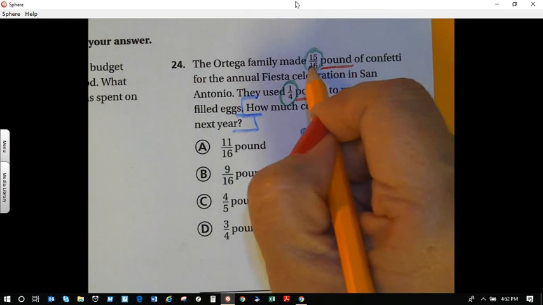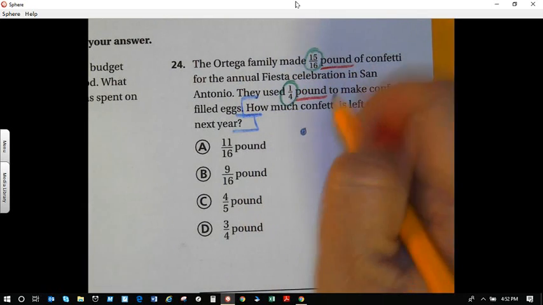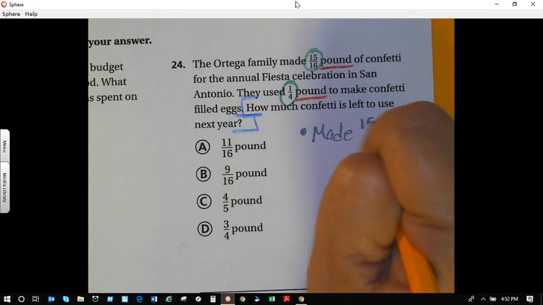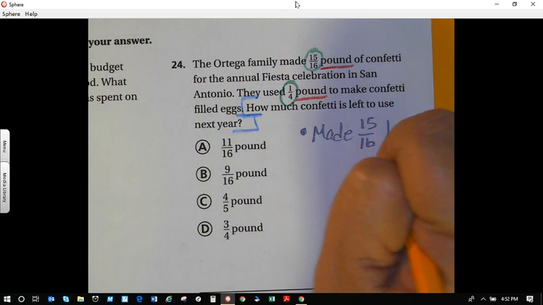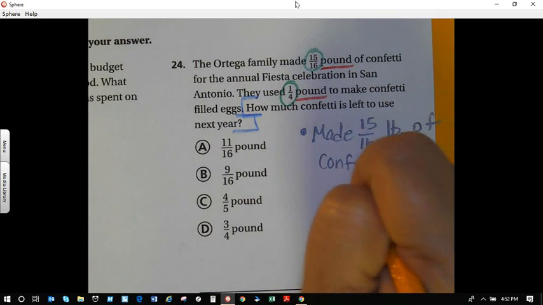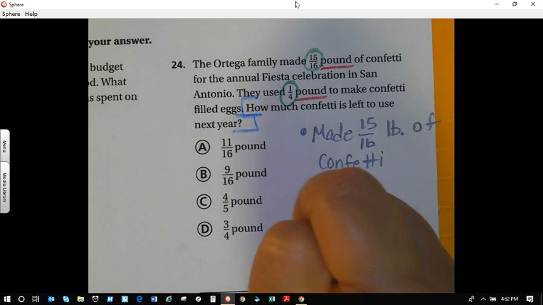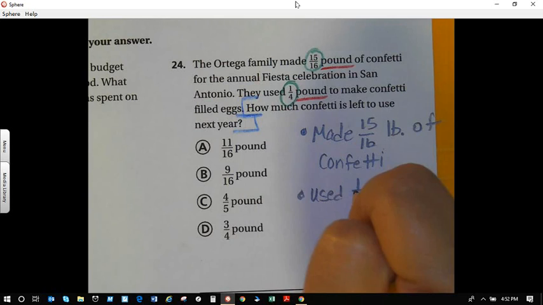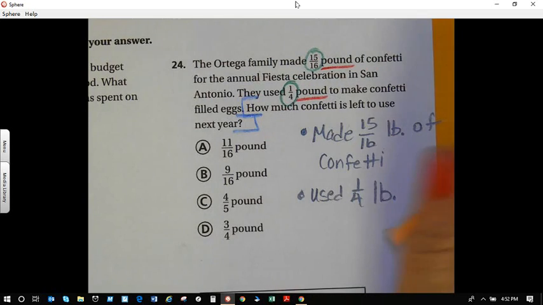So, they made 15/16 pound of confetti for the annual fiesta. I'm going to put LB for pound of confetti. The next important information, used 1/4 pound, LB, period. Okay, so they used that much to fill the eggs. So how much confetti is left to use? Well, I'm going to look at it.